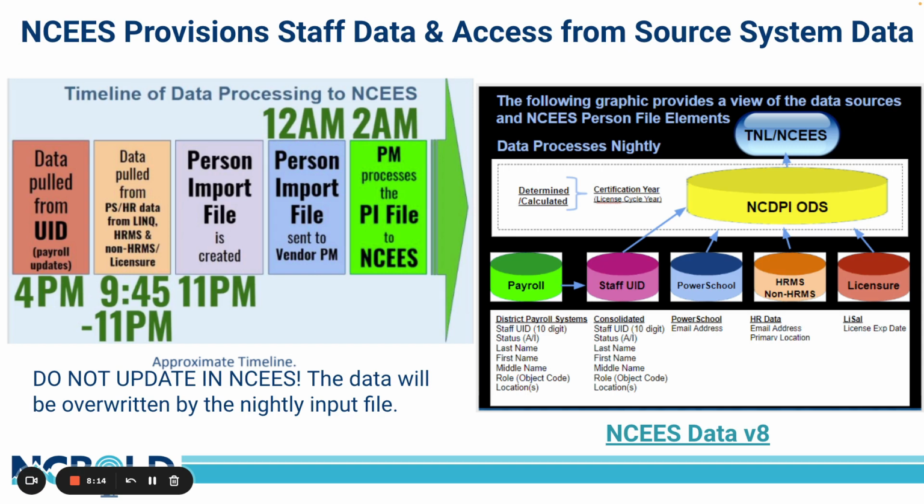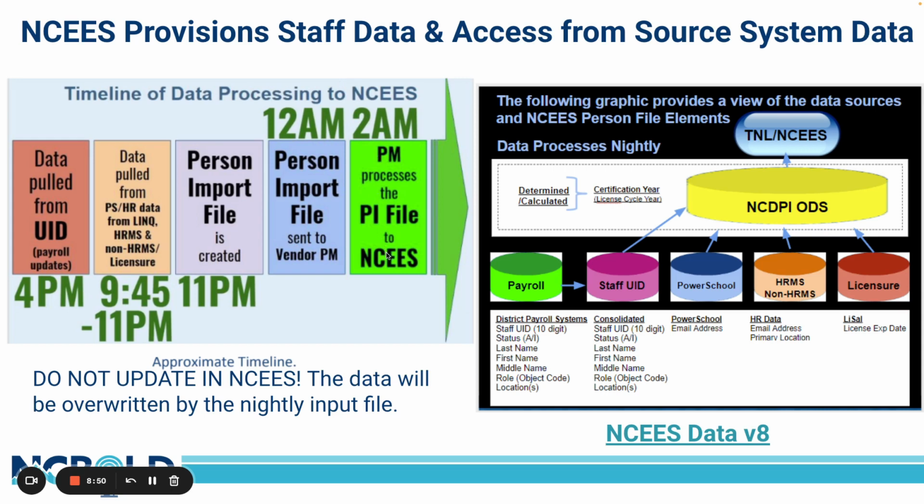They're in NCEES if they're evaluated by the NCEES evaluation instrument, or there's a small group of people who have access to PD in NCEES but are not evaluated. I'll share those in just a minute. About 4 o'clock every day, data is pulled from staff UID. Then between 9:45 and 11 o'clock, data is pulled from PS, HR data, LINKS, HRMS, and non-HRMS licensure systems. About 11 o'clock, the person import file is created. About midnight, that file is sent to the vendor, and about 2 o'clock, the vendor sends that file to NCEES.